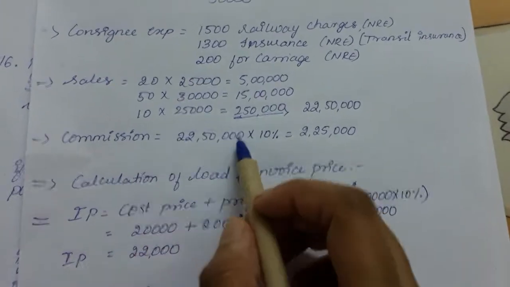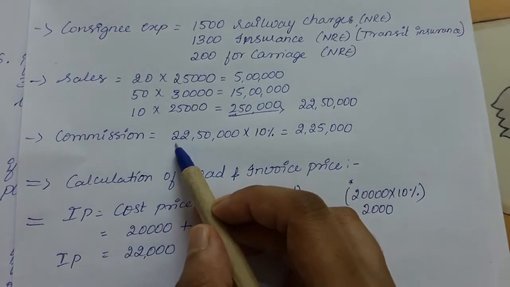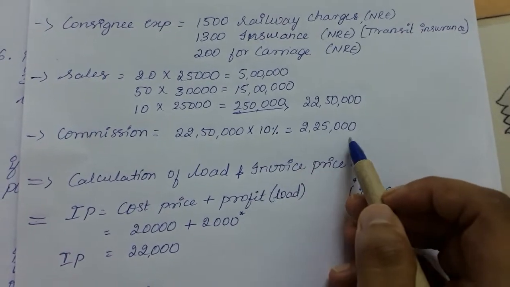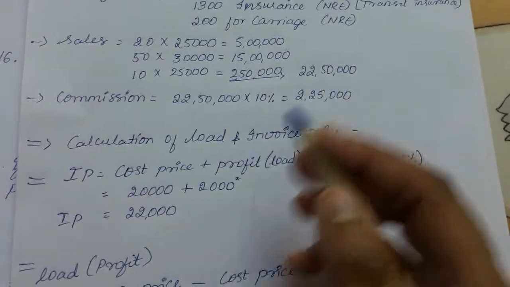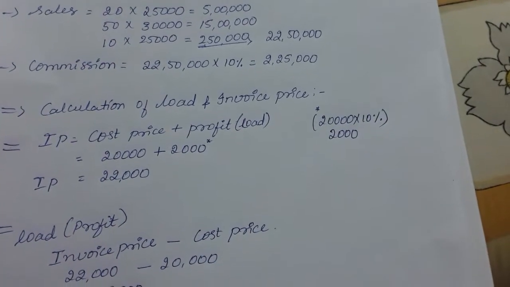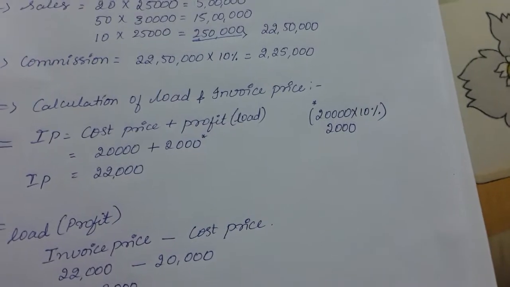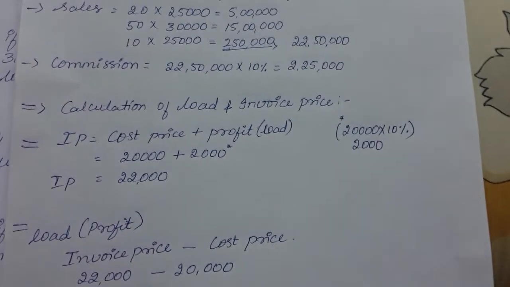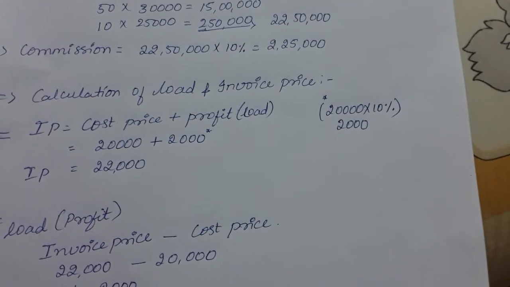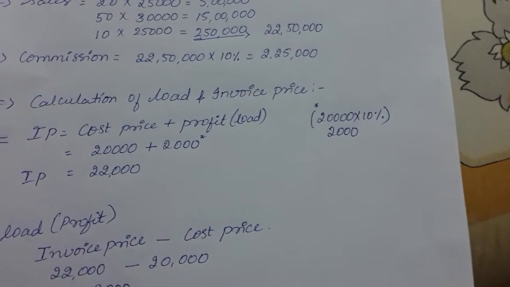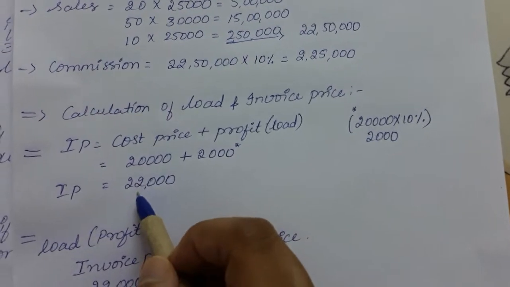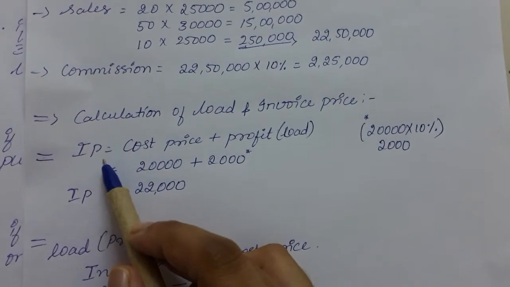Next, commission is 10% on sales. Sales is 22,50,000 multiplied by 10%, 2,25,000 is the commission payable to the consignee. So here we are supposed to calculate the profit and the invoice price. They have given the cost price of each computer, that is 20,000. They have not given the invoice price. They only said 10% profit. So we are supposed to calculate the invoice price for each computer.